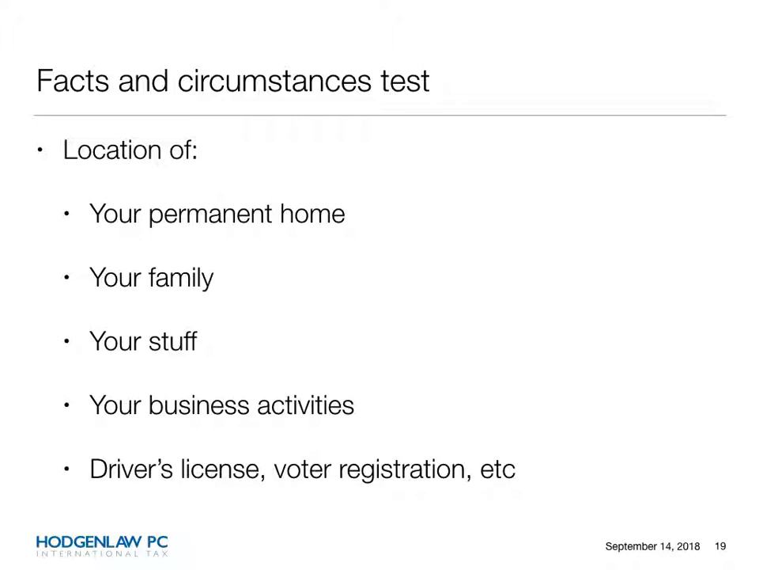Establishing a closer connection mostly consists of fulfilling the facts and circumstances test. The more you can claim these are located in another country, the stronger your case will be. So where your home is, your family, where all your belongings are, where your business is, where you work, driver's license, voter registration, where your church is, etc. Where is your life essentially?